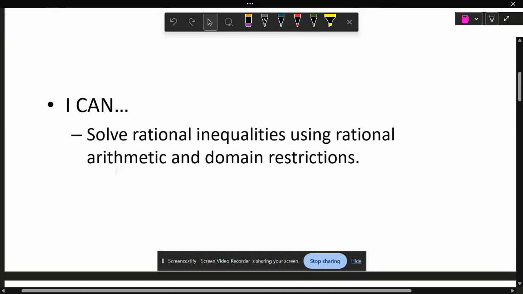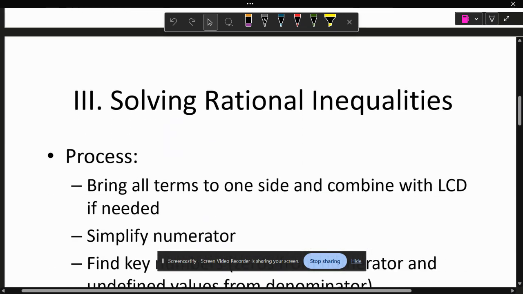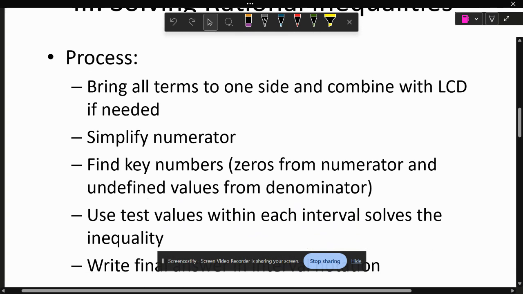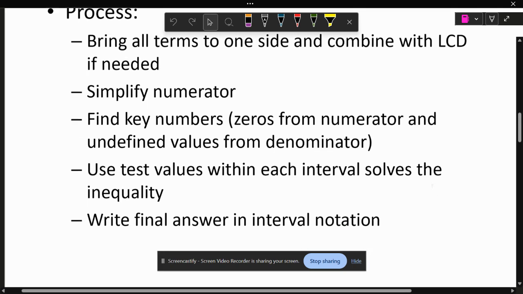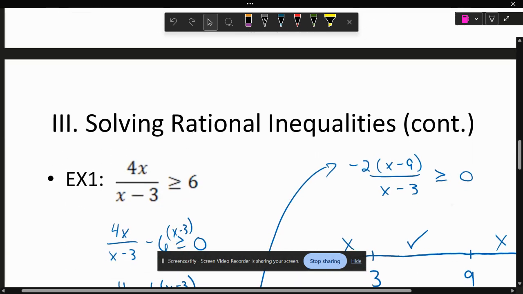Today, what we're going to mainly focus on is solving rational inequalities, and then some domain restrictions. But you'll see those as we go whenever we do these solving. First thing that we'll want to do is bring all terms to one side to combine with an LCD if needed. Simplify the numerators. Find key numbers, zeros from numerators and undefined values from denominators. And then use test values within each interval to solve the inequalities. Write the final answer in interval notation.